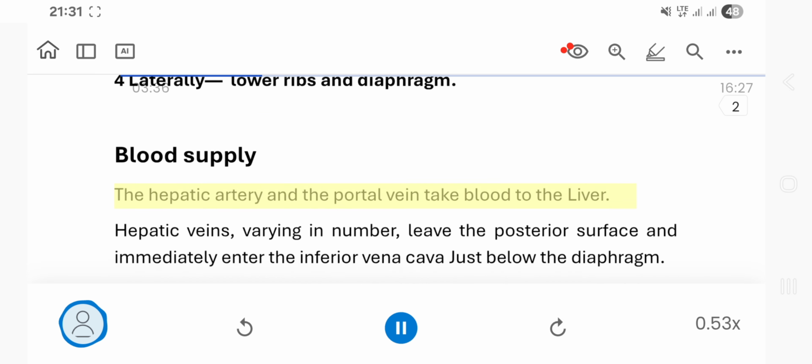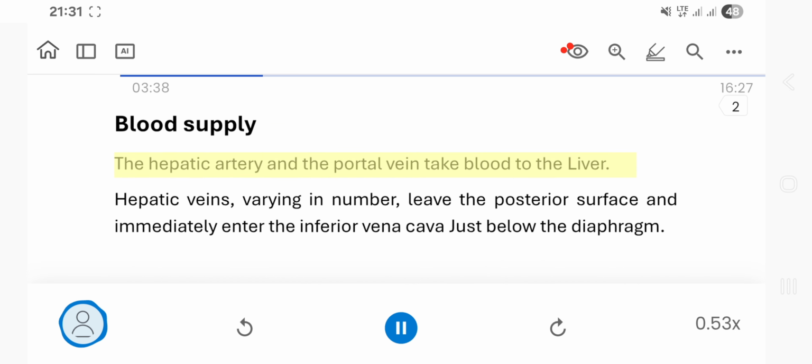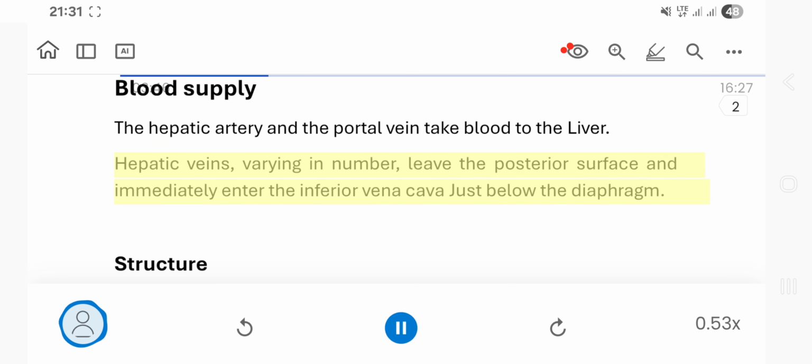Blood supply. The hepatic artery and the portal vein take blood to the liver. Hepatic veins, varying in number, leave the posterior surface and immediately enter the inferior vena cava just below the diaphragm.